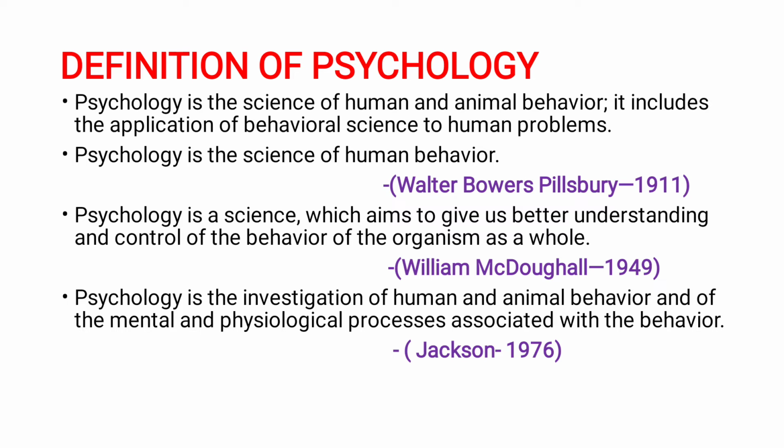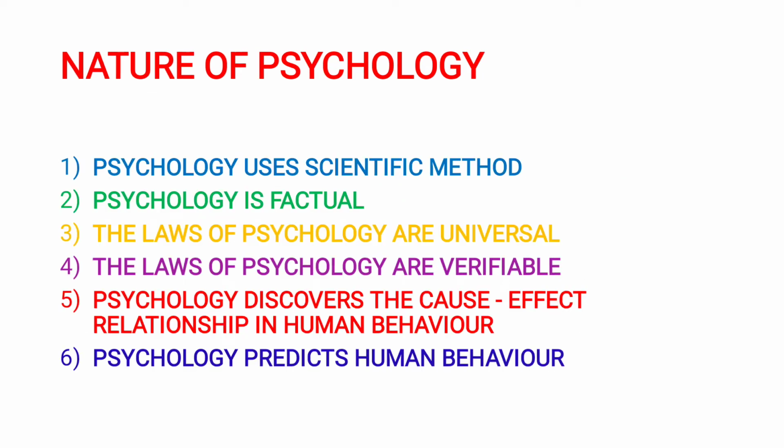So we have seen 3 definitions of psychology. With these 3 definitions we will move on to the nature of psychology. Psychology uses scientific method. Psychology is factual. The laws of psychology are universal. The laws of psychology are verifiable. Psychology discovers the cause-effect relationship in human behavior. Psychology predicts human behavior. So these are the 6 points which come under the nature of psychology.